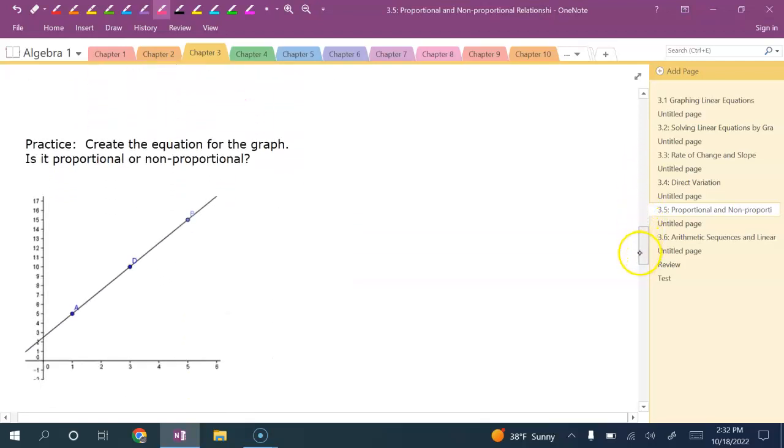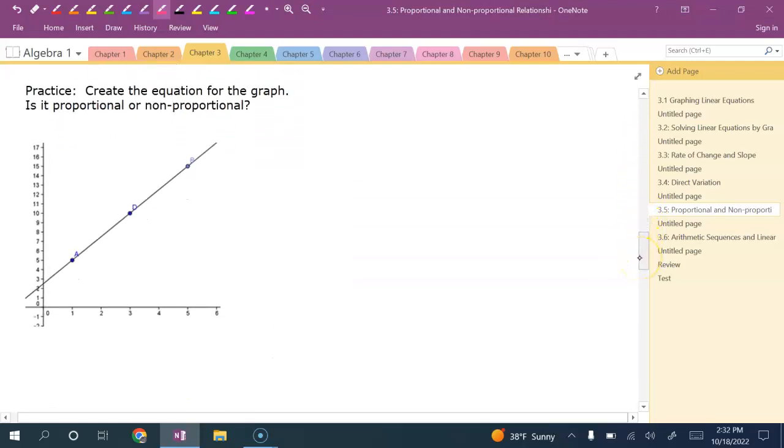So on the back side here of this page, I want you guys to look at this equation. I want you to create an equation for this graph and then decide if it's proportional or not proportional.